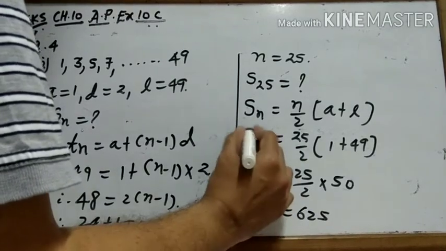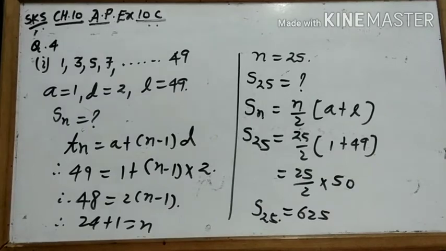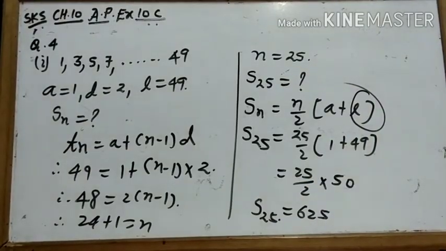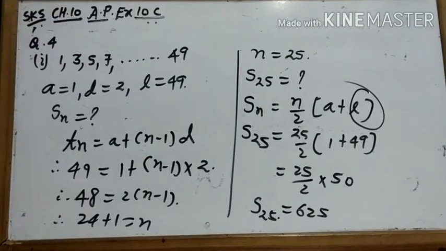So remember, we found out the sum of first 25 terms because there are 25 terms, and I used this particular formula because the last term was known to us. In earlier cases we could not use this formula.